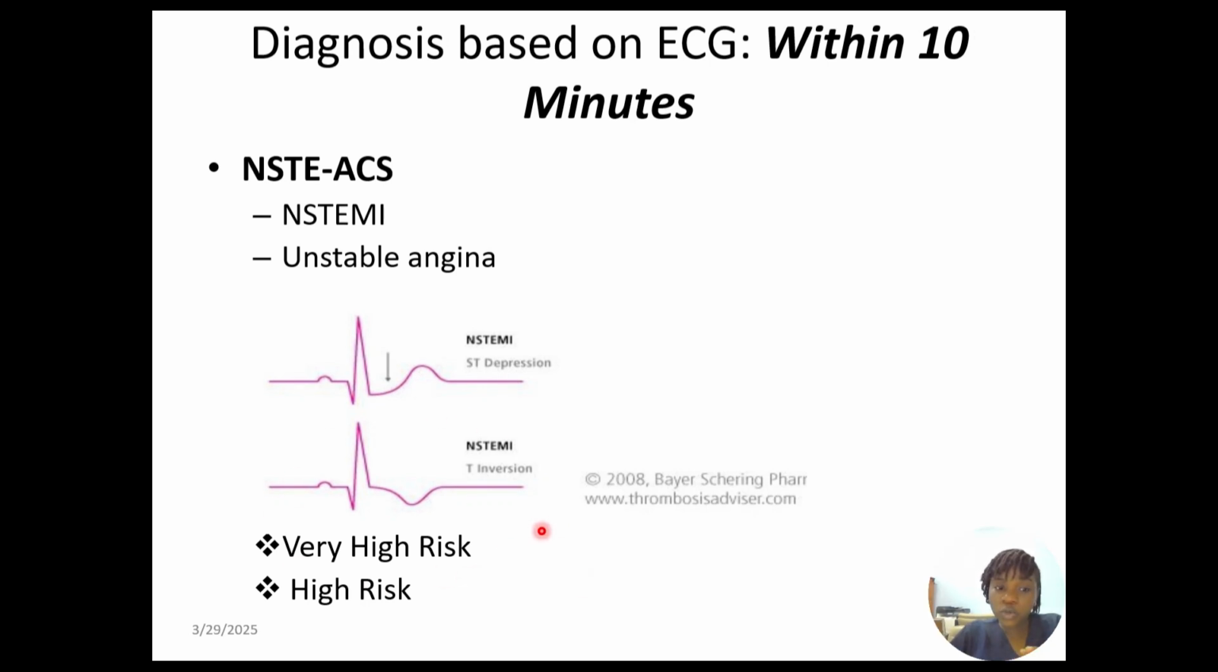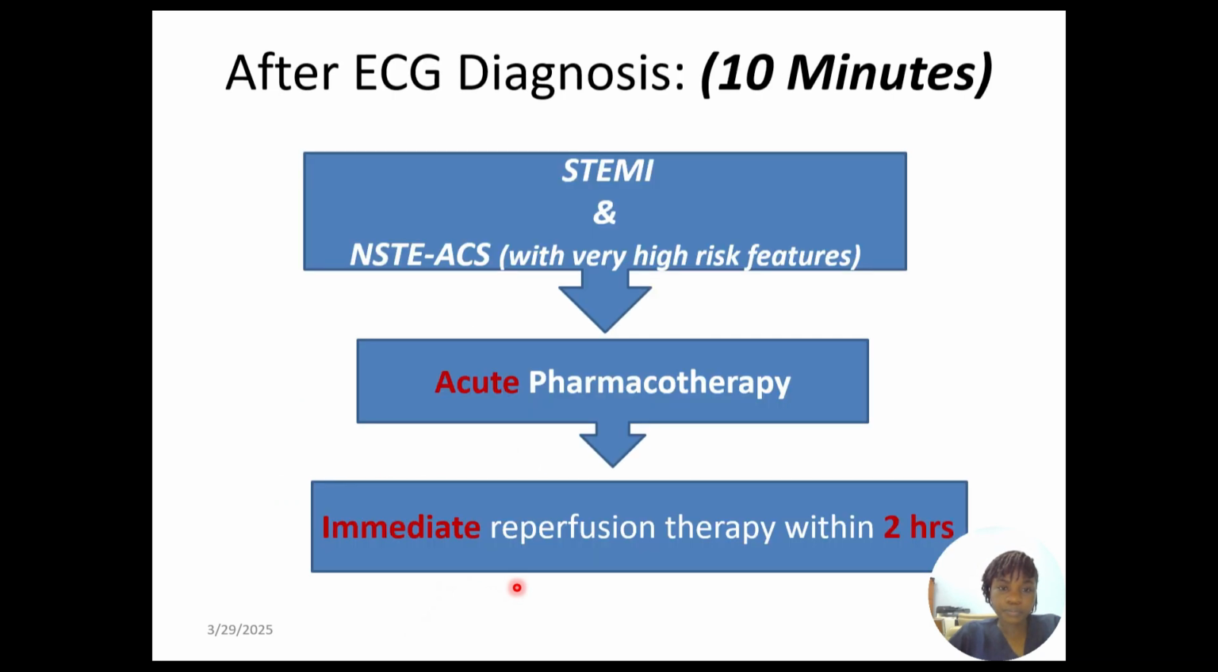Now, those classified under the very high risk group will be those with features such as hemodynamic instability, life threatening arrhythmias, mechanical complications of myocardial infarction, and ongoing infarction of the cardiac muscle. For those under the high risk group are those with transient or intermittent ST and T wave changes, and also ongoing chest pain that is refractory to medical therapy.